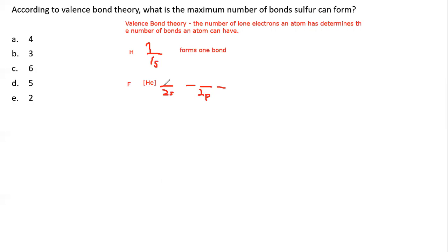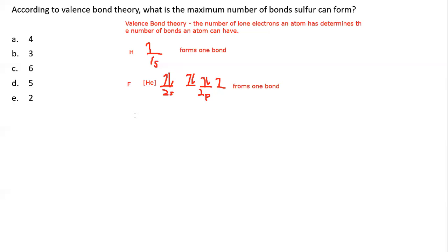So with fluorine, it has only one lone electron. So we draw the orbital diagram of this. And so fluorine, since it only has one lone electron, can form only one bond, which is correct. We say halogens, when they're terminal atoms, form one bond.